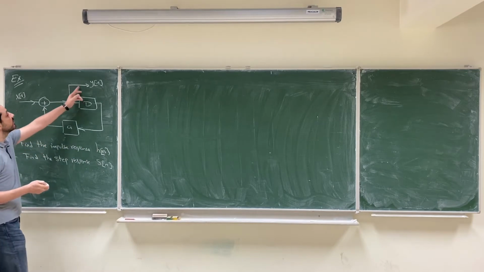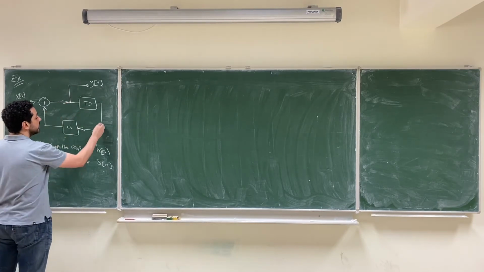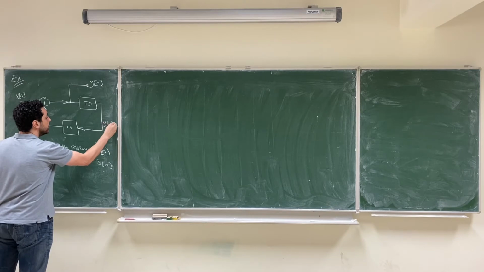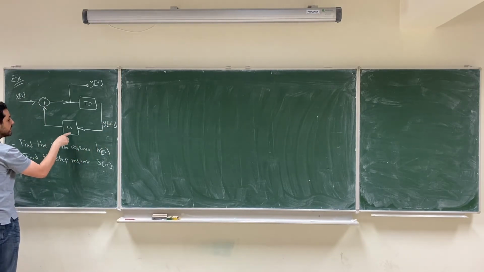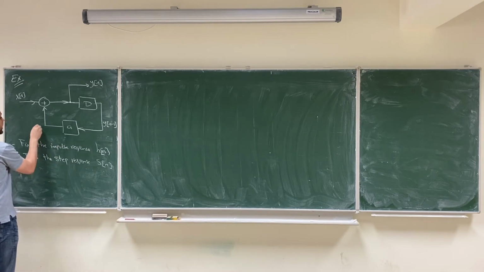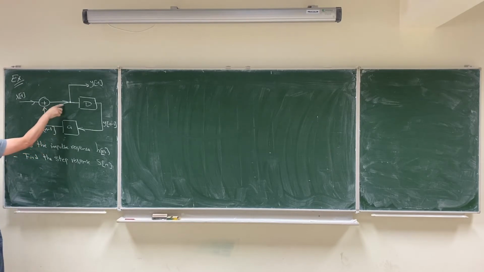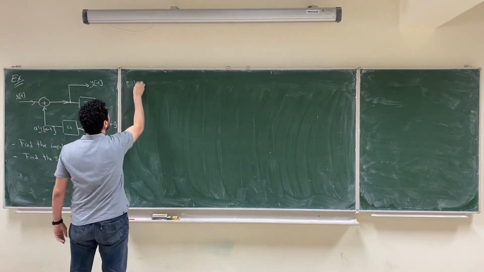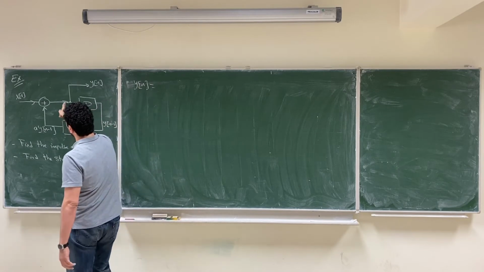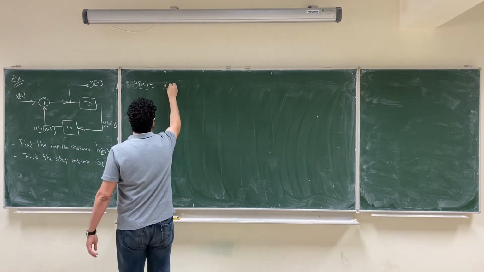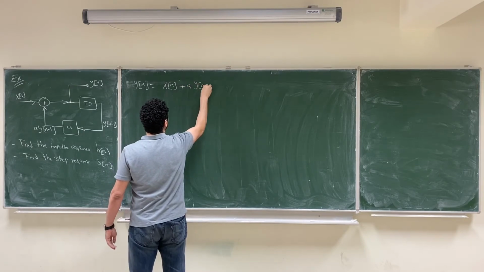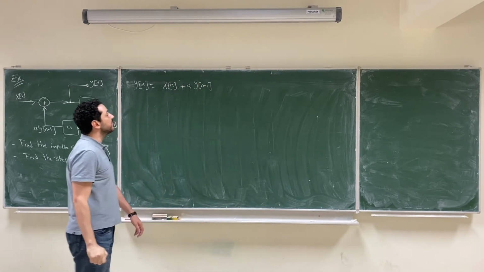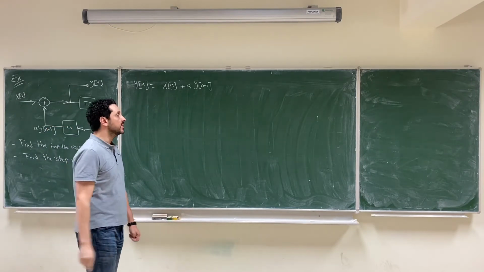If the output is taken from here and this is a delay block, then the signal here will be y of n minus 1. This y of n minus 1 will be multiplied by a constant, or amplified by a constant, so the signal here will be a multiplied by y of n minus 1. And then we can write the output y of n to be the summation of the input x of n plus a multiplied by y of n minus 1. So this is the difference equation that represents this system.